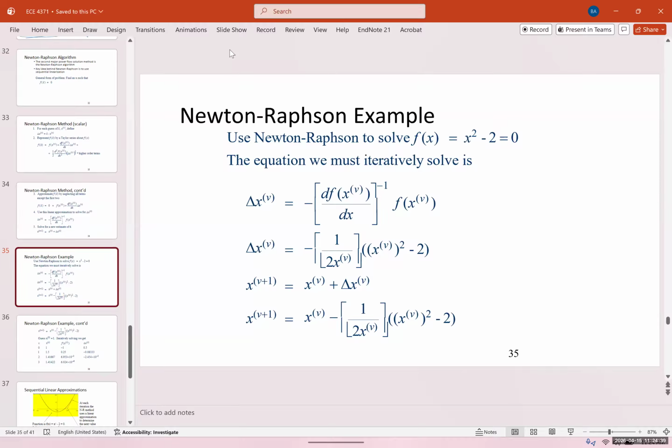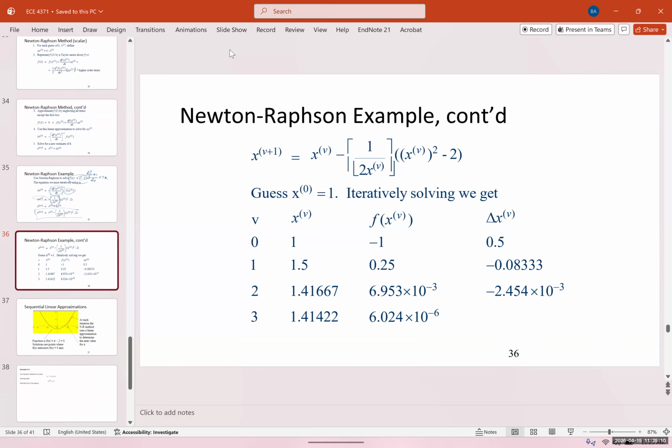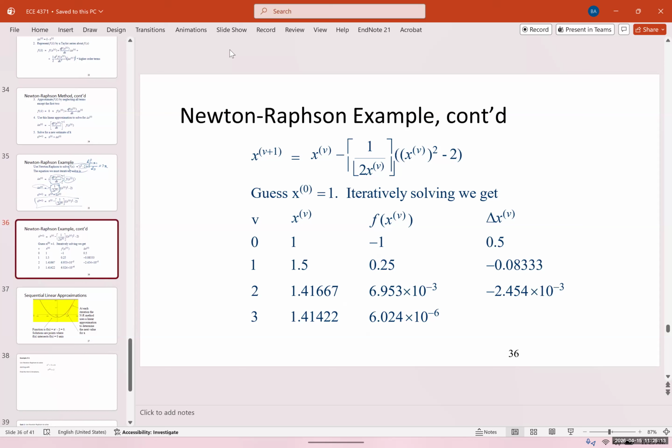So what is the derivative of this equation? It's going to be 2x. And since we have the inverse here, it's going to be 1 over 2x^v, so a negative 1 over 2x^v. And then f of x^v, what is it? It's going to be x^v squared minus 2. Now x^(v+1) is going to be x^v plus delta x^v. We already found delta x^v, and then we replace it with this. And then we start with a guess of x^0 equal to 1.